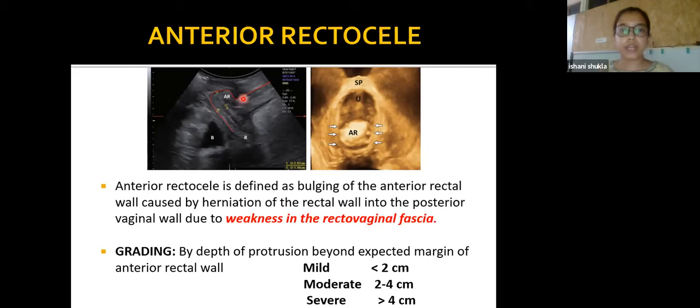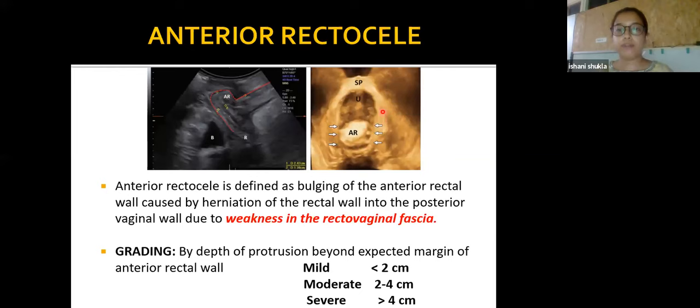If there is a weakness of the rectovaginal fascia, the anterior rectal wall will bulge into the posterior vaginal wall, and this depth of protrusion is used for grading, which is measured perpendicular along this plane. Mild is less than 2 centimeters, moderate is 2 to 4 centimeters, and severe is more than 4 centimeters. In this axial volume rendered image, we can see an anterior rectocele, which is causing mass effect on the uterus anteriorly, along with ballooning of the levator hiatus.